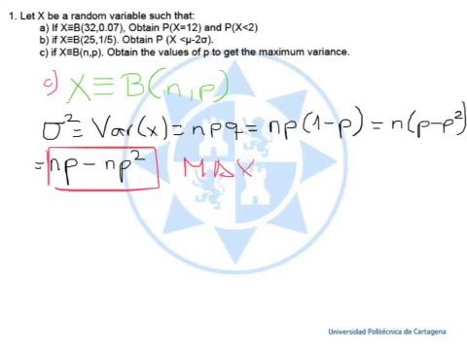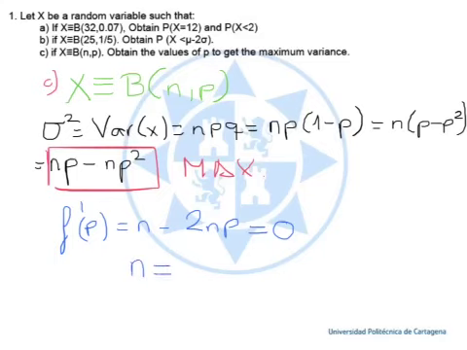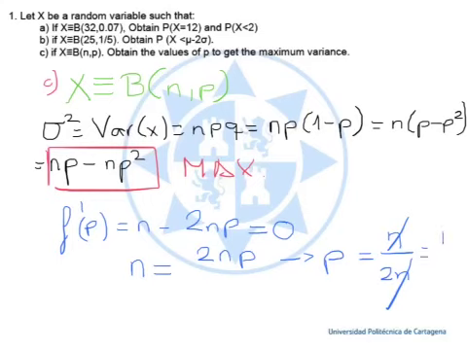To do that, we are going to use derivatives. So here we have the first derivative, and to get the value of p, we just have to equal it to 0. So following the calculus, we get that n is equal to 2np. So what we want to know is the value of p. So if we work out p, we get that this is equal to n divided by 2n. This and this disappear, and we get that it is equal to 1/2.